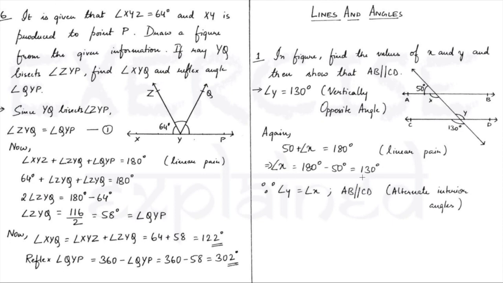Now you can see we have got angle x is 130 degrees and angle y is 130 degrees. Since both of them are equal, by alternate interior angles we can say that AB is parallel to CD.